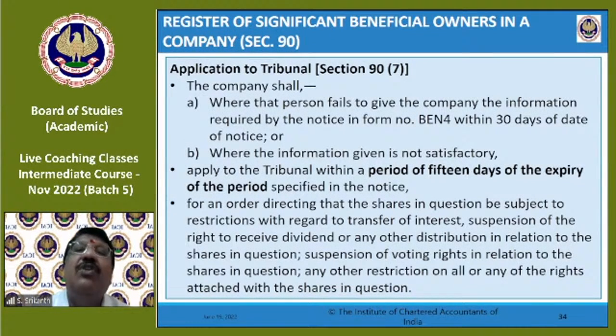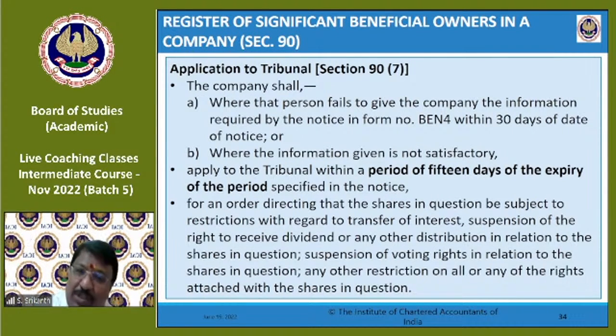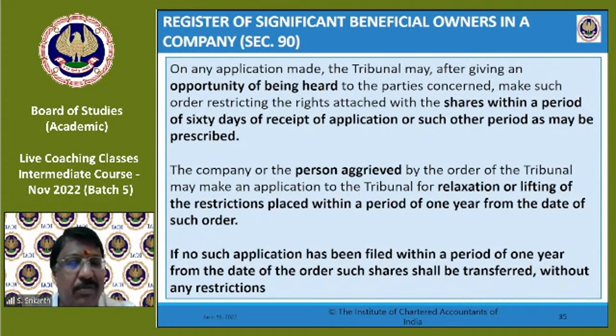Where a person fails to give the company the information required, the company can go to the tribunal within a period of 15 days, and the tribunal will direct that person to give the information. Sir, that is the fellow who is controlling these guys. You mean to say these guys will have the guts to go to the tribunal? Simply, this provision is there. Then they will give an opportunity and then direct that person to give the information. Okay. Right.